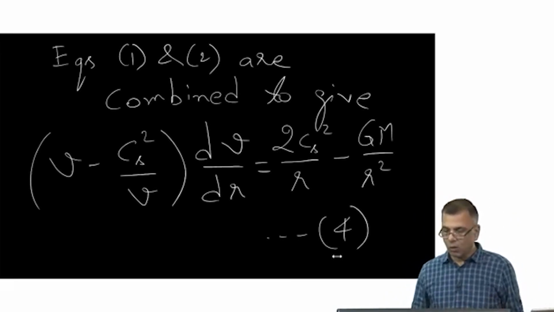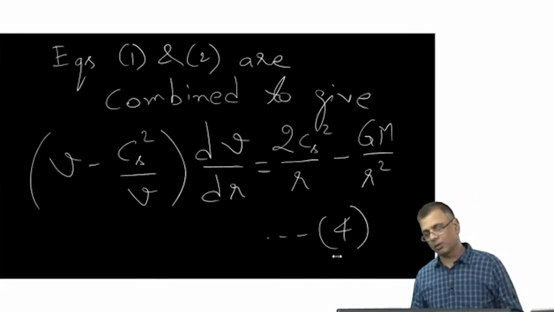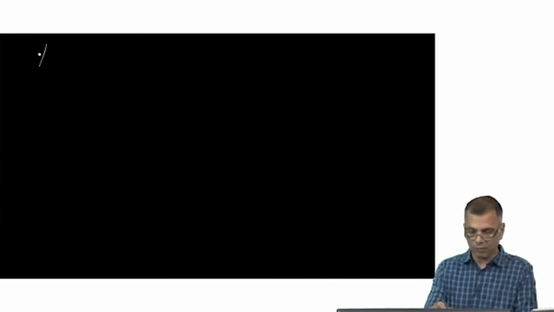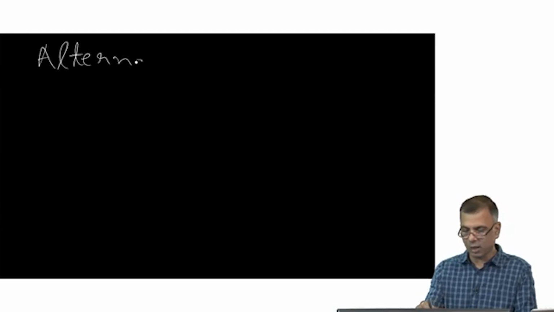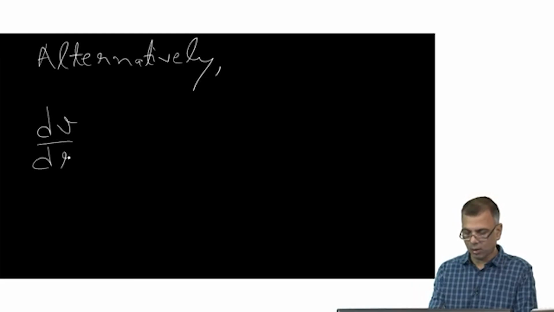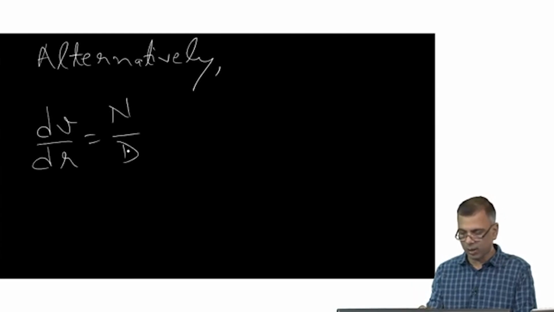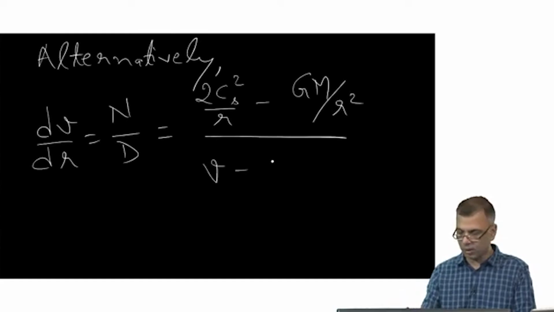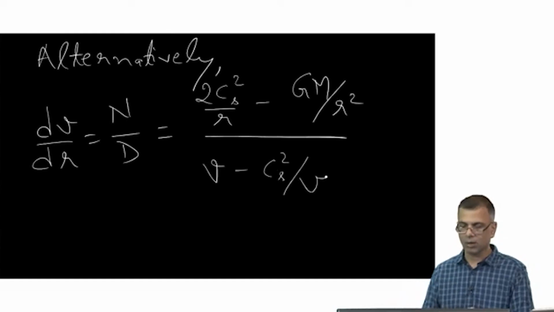Now, the main thing about this whole transonic business, you can alternatively write this in a slightly friendlier way, as some numerator over some denominator, where the numerator is 2 Cs squared over R minus GM over R squared, and the denominator is V minus Cs squared over V. Okay.